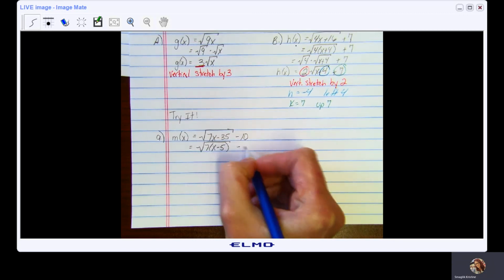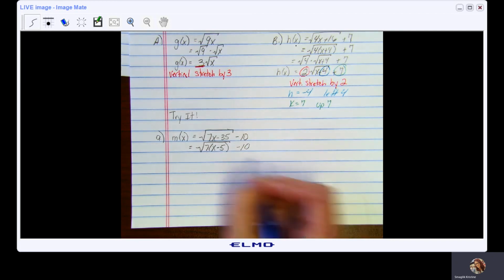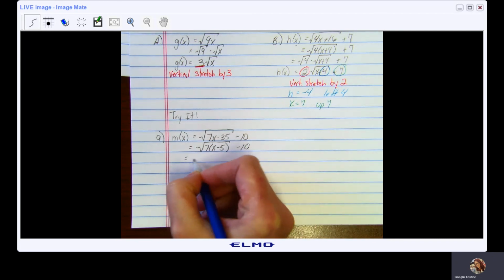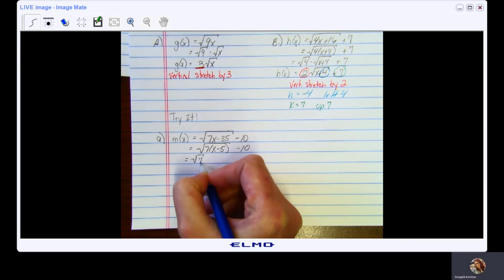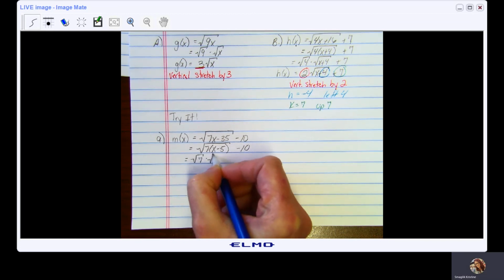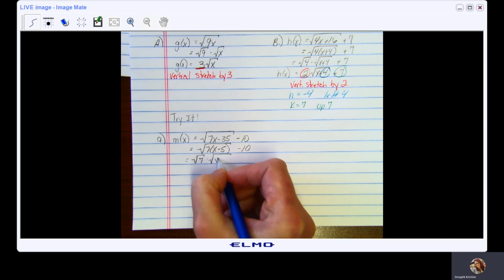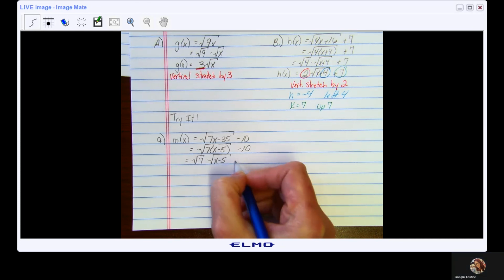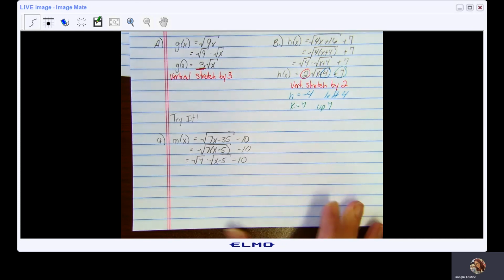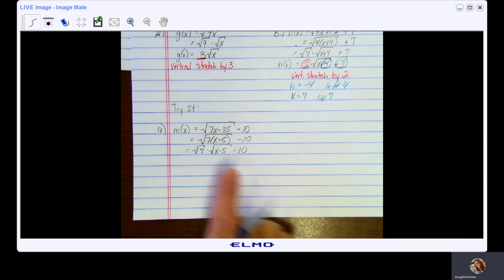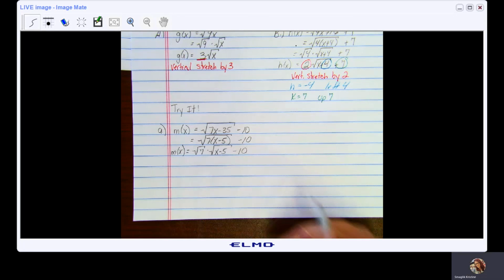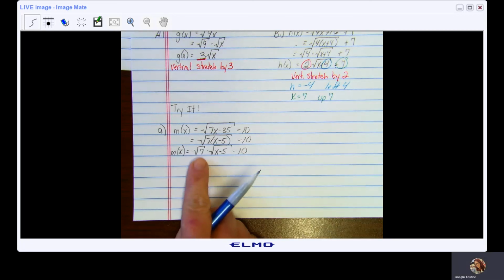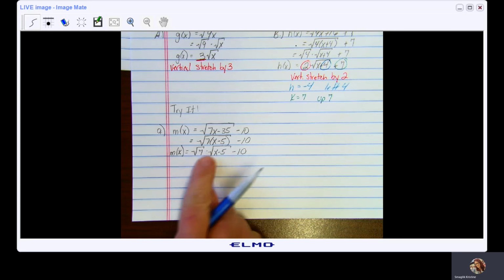Then I have that minus 10 on the end. And now I'm going to break this up. I have the square root of 7 times the square root of x minus 5, minus 10. Now, keep in mind, square root of 7, well, that's just a number. It happens to be a decimal. So it's okay to have a radical on the outside.